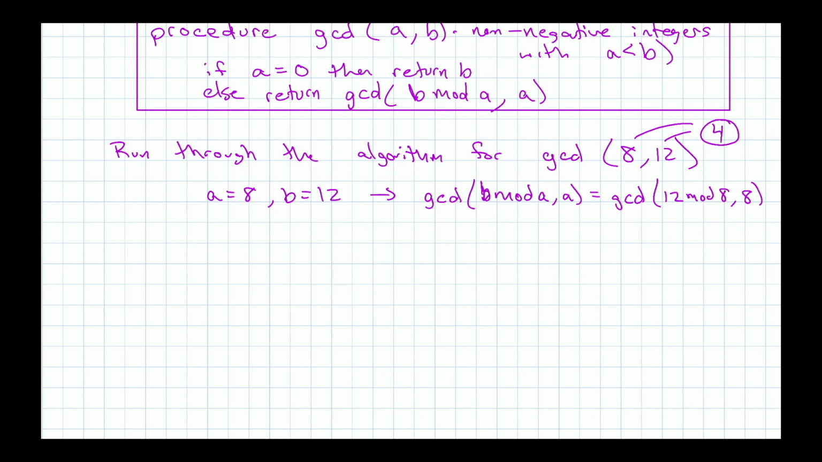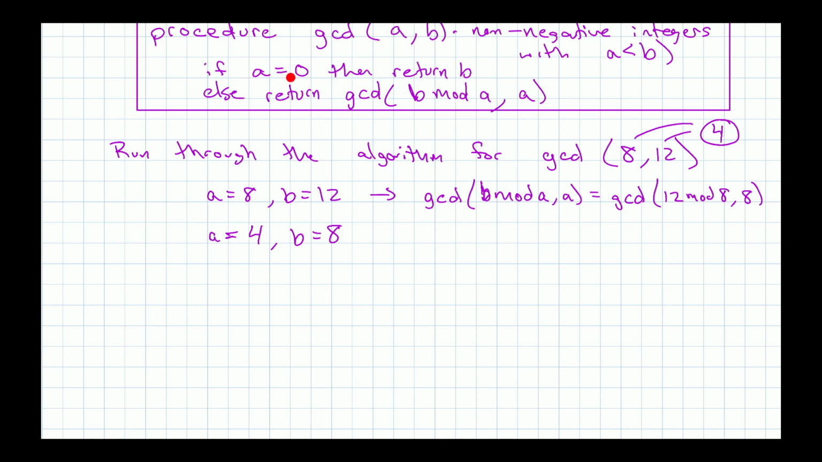Okay. So remember what the mod is. When you do 12 mod 8, we're saying if you divide 12 by 8, what's the remainder? 8 goes into 12 one time, and the remainder is 4, right? When you divide 12 by 8, the remainder will be 4. So you're going to end up with a 4 there. And what's the B? The B is going to be 8. So we have this. Okay, so now that's a new function call.